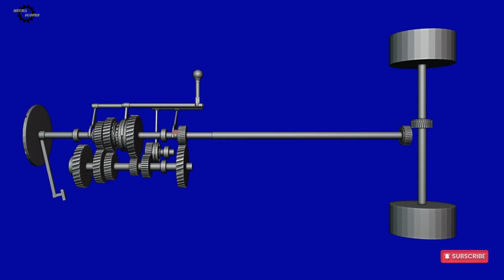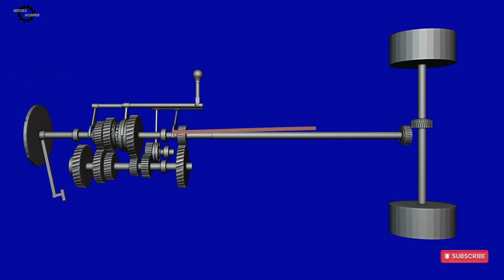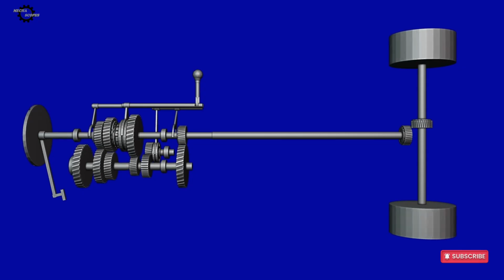After leaving the gearbox, power travels through the drive shaft toward the differential. From the differential, power is transferred through the axle shafts to the wheels. The wheels then apply force against the road surface, moving the vehicle forward.